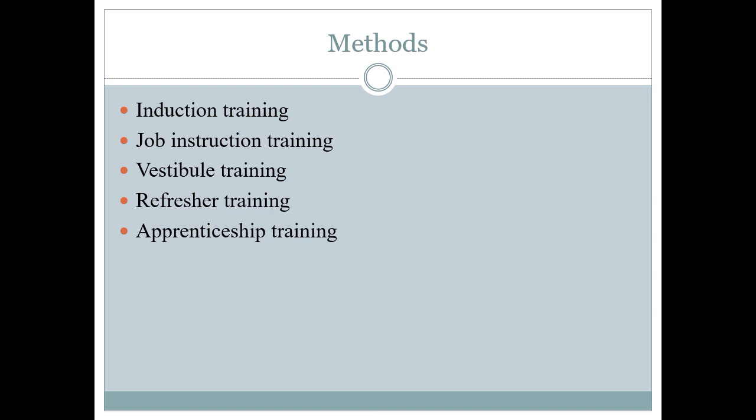See what is done in induction training. Induction training is a method in which you acquaint the new recruits or the freshers with the organization's environment. Now what is done in this induction training or orientation training? Actually the freshers are communicated with the code of conduct, policies, procedures of your organization. They are familiarized with the internal environment of your organization.